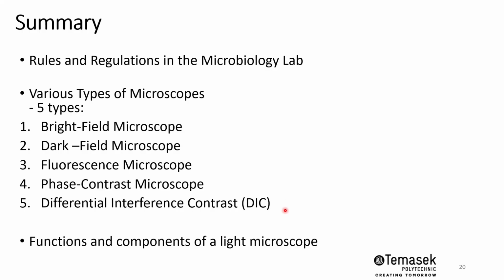Right? We also talked about the different functions and components of a light microscope. This includes the ocular lens, the objective lens, the field diaphragm, the condenser, the stage where you place your specimen, as well as how you can determine the total magnification power of your microscope, taking into account your ocular lens, which is often at 10 times power, together with your objective lens, and this may be from 10 times all the way to 100 times.